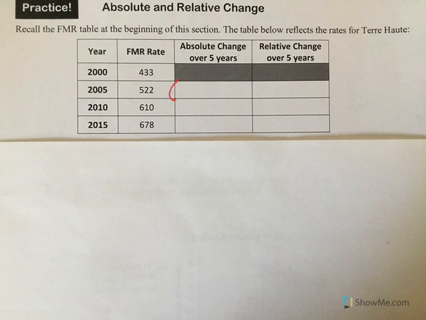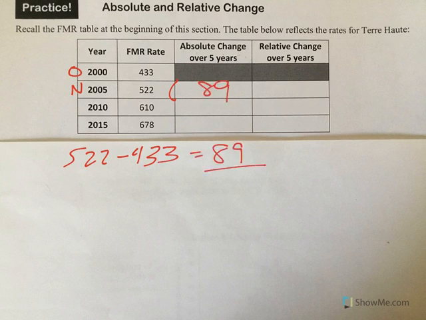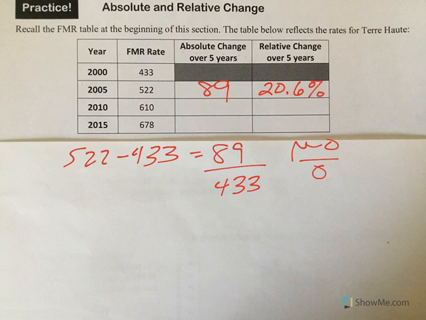Now, when I'm finding this absolute change, that means 2005 is new, 2000 is old. So new minus old gives me an absolute change of 89. I take that and I divide it by the old, right? Because new minus old divided by old gives me my relative change, which is roughly 20.6%.